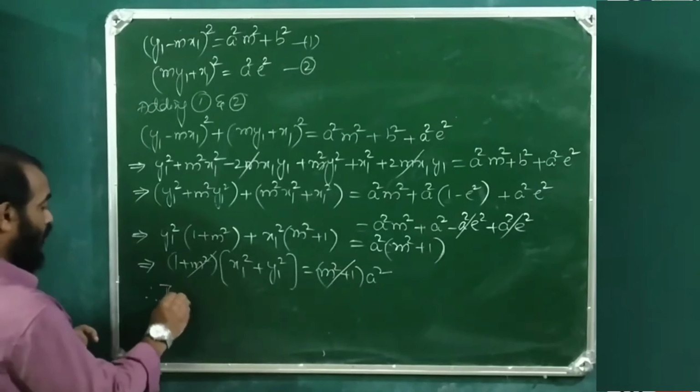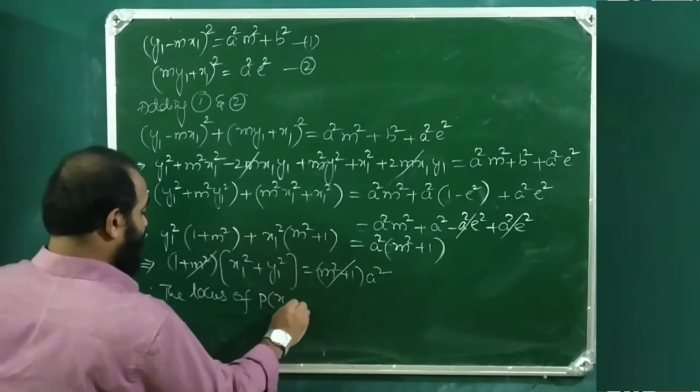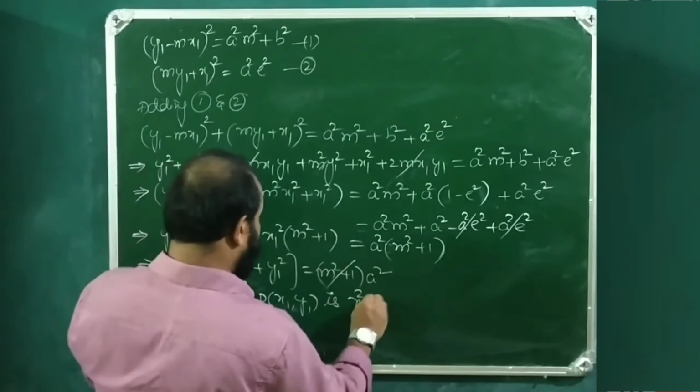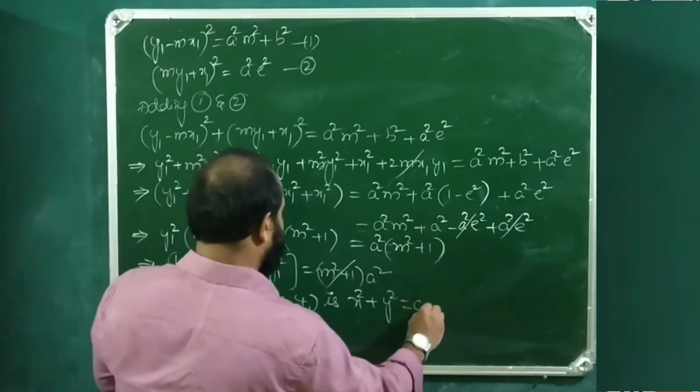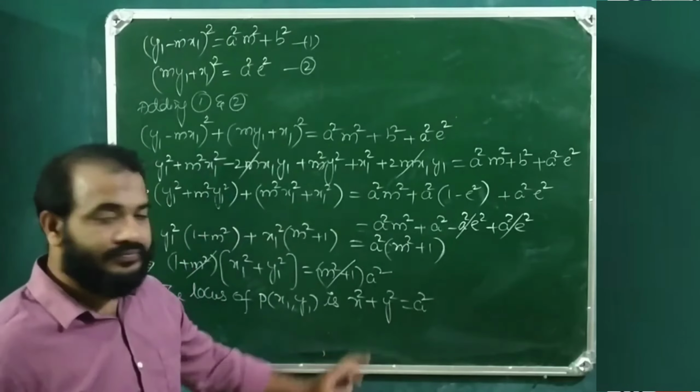Therefore, the locus of P(x1, y1) is x square plus y square equals a square, which is the auxiliary circle.